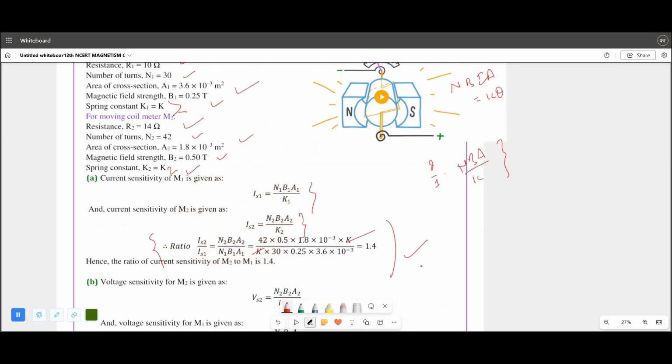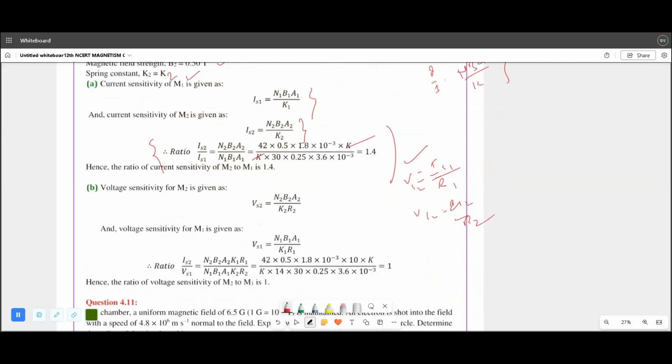Next is voltage sensitivity. We know V is equal to I by R, right? So VS1 will be IS1, which is current sensitivity, divided by R1, and voltage sensitivity of 2 will be IS2 by R2. Correct? Now you use these values or use the straight formula. Forget K1, K2, I'll directly do VS2 by VS1 is equal to IS2 by IS1 into R1 by R2. So simply the ratio is 1.4, so 1.4 cancels out 1.4, you get 1. Or you use the full formula and do it, whatever.